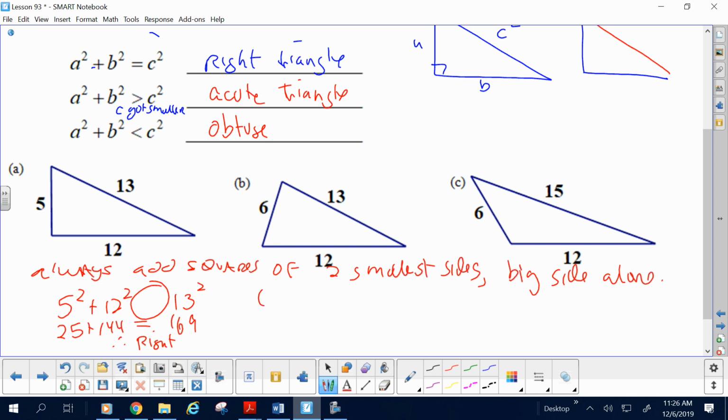If 6 squared and 12 squared compare to 13 squared, now you won't always have a picture. In fact, you'll rarely have a picture. Instead, you look at the numbers, 36 and 144 as compared to 169. What is 36 plus 144? 180. That means the two smaller sides are bigger, or the C is smaller. If the C got smaller, then it is acute.